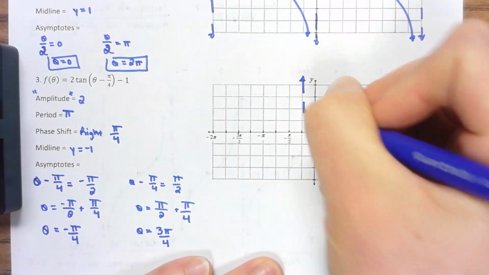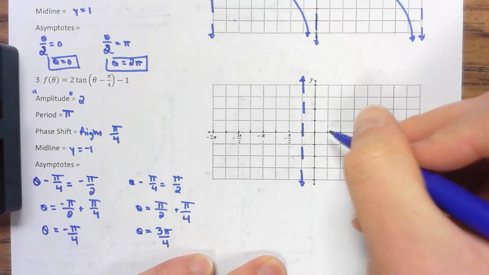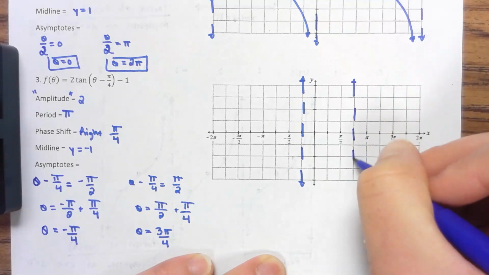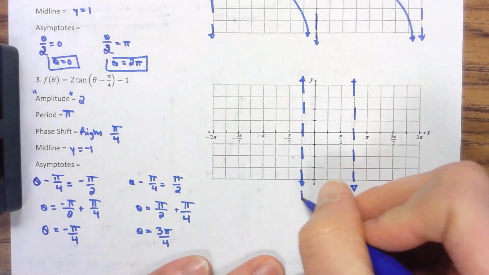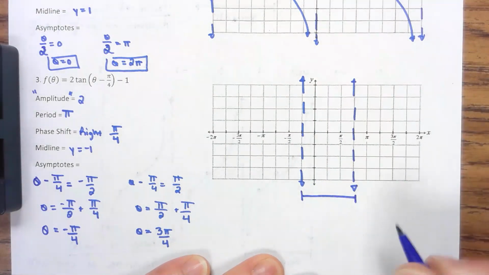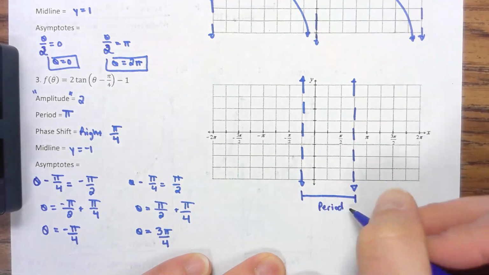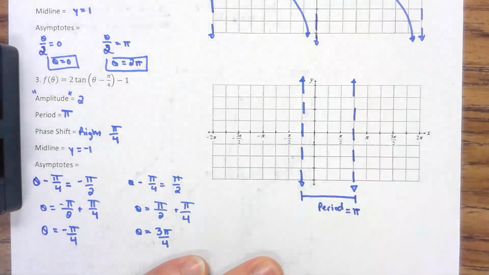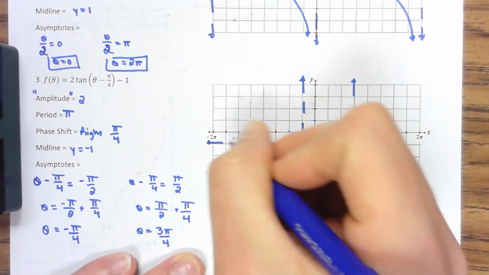Negative pi over 4, and then 3 pi over 4. Each tick mark is pi over 4, so 1, 2, and then 3. And again, this distance here, that is still our period. Okay, this is still a period of pi. Right? 1/4, 2/4, 3/4, 4/4. Okay, so we're still seeing that period of pi. So now to fill in the rest of the graph, midline has been shifted down 1.